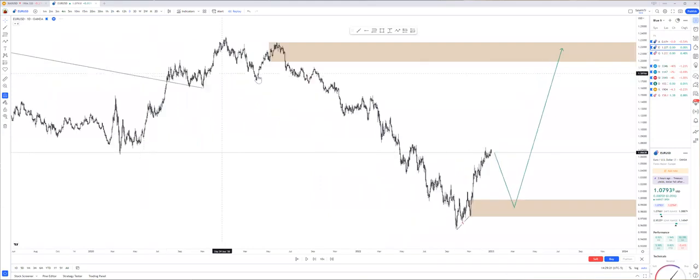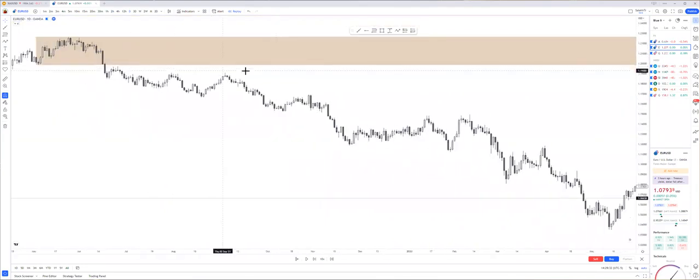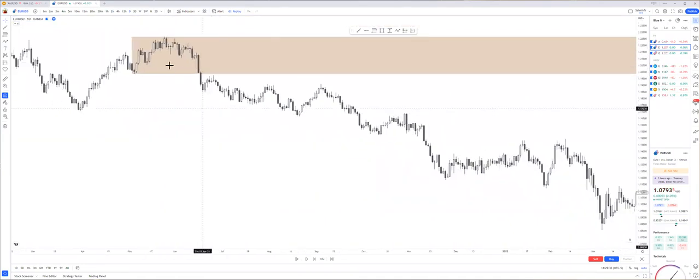Now, if I zoom in on this area, I can see that, okay, cool. We have this, here's the U tag, then we have the change of character, and then it came up, tested the order block, and then started to move down. Okay, and it left behind this imbalance. So what I can do is mark out this imbalance from here to here.